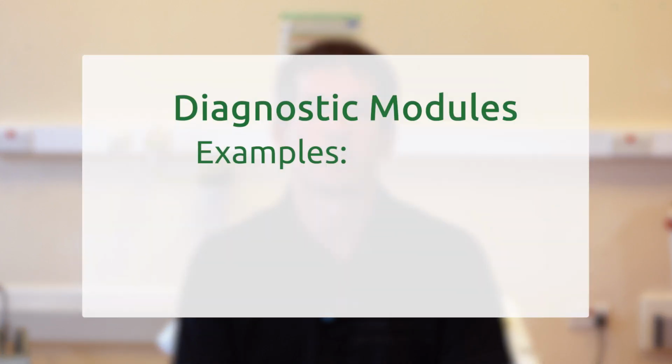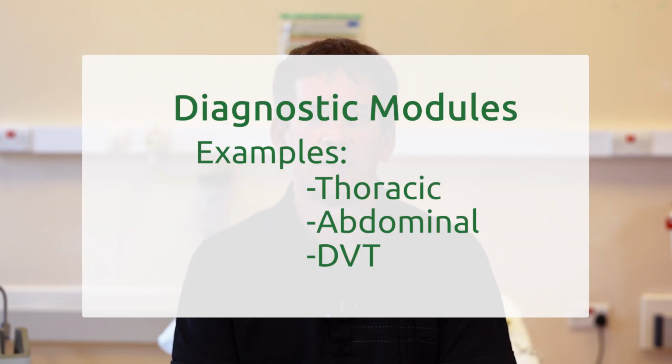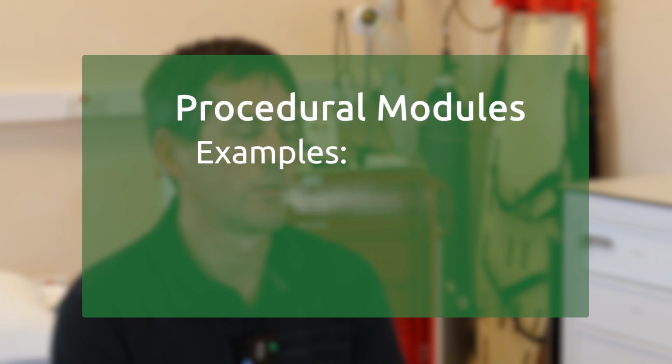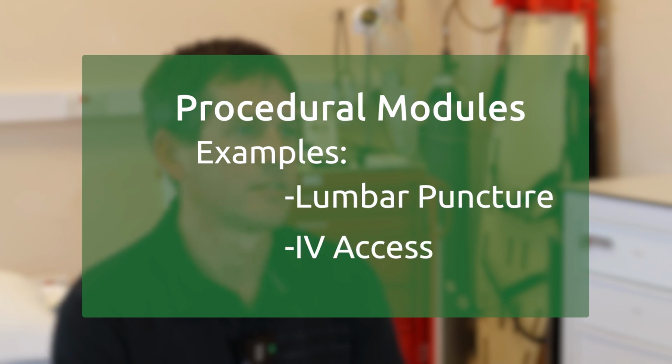All of the information I'm going to cover in this presentation is available via the FAMUS section of the Acute Medicine website. The modules are broken down into two different types. The first are the diagnostic modules, for example, thoracic, abdominal, renal, and DVT. And these modules are focused on improving your diagnostic capabilities and being able to exclude significant negative diagnoses. And the procedural modules, for example, lumbar puncture and intravenous access.